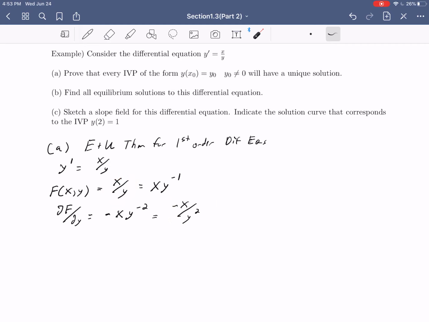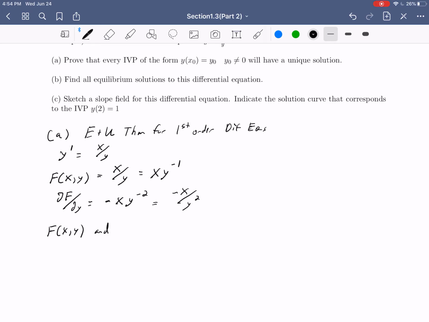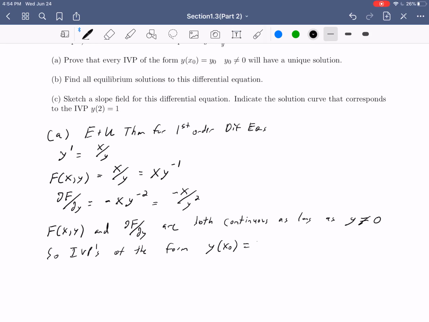So f and the partial of f with respect to y are both continuous as long as y is not equal to 0. So IVPs of the form y of x0 equals y0 will have unique solutions if y sub 0 is not equal to 0.